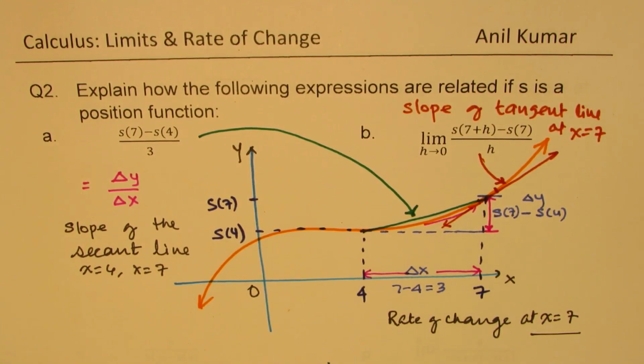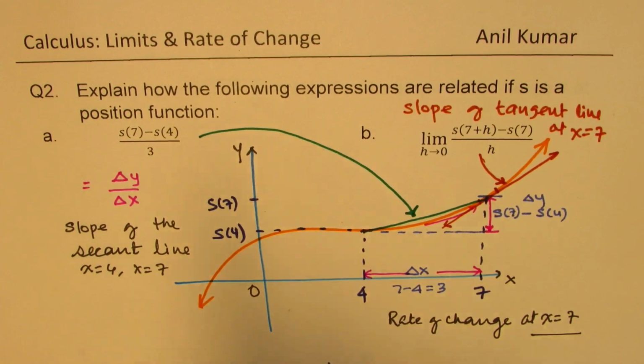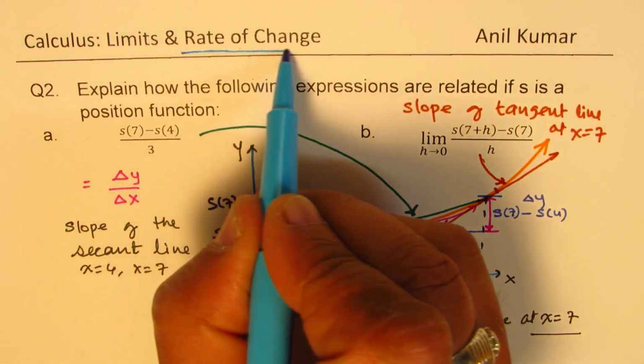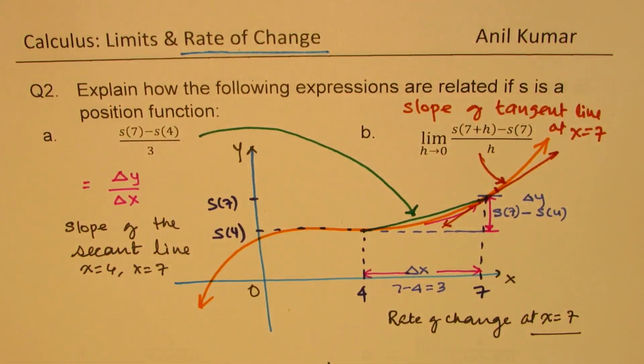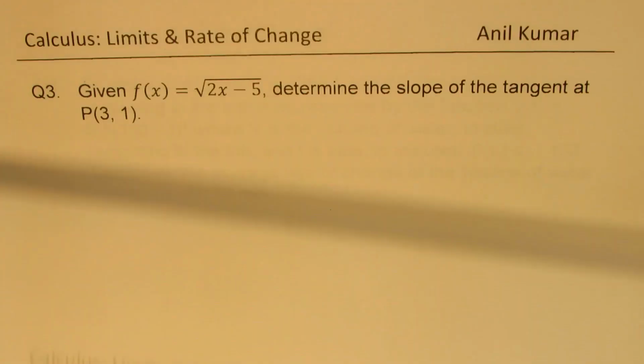Now this is very useful since we are going to use the concept which you have learned in example 2 to answer most of our questions on rate of change. So 3 to 6, all these questions are basically related to this particular concept. Perfect. Now let's take them one by one. Here is question number 3.